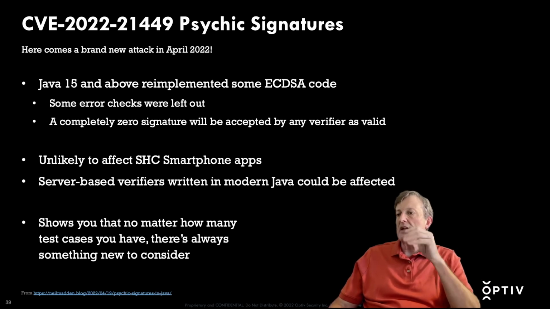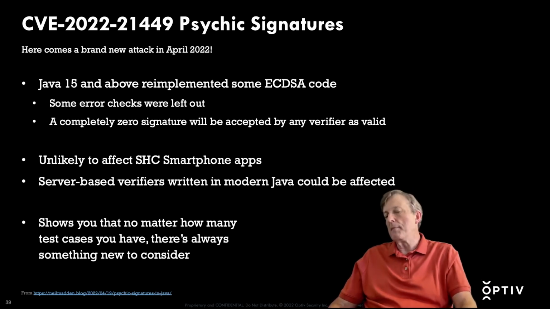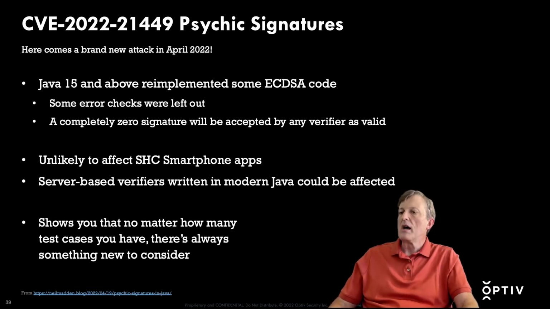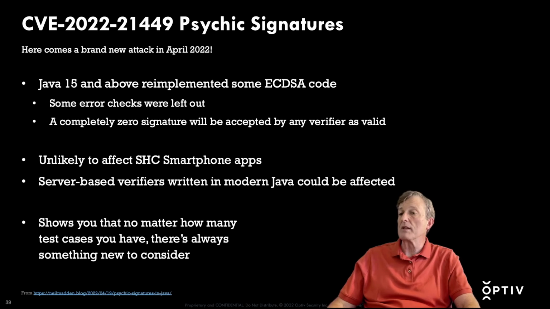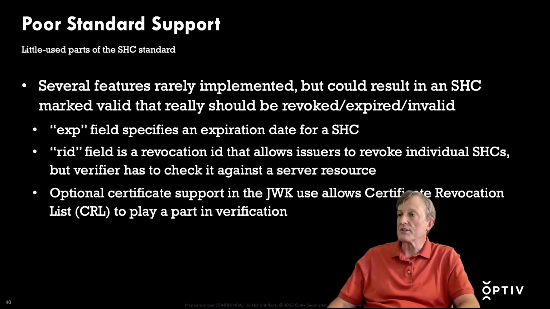But because of the way the math works, an all zero signature, if it was valid, will be accepted for anyone. It's unlikely to affect Smart Health Card smartphone apps, but a server-based app or any kind of app written in Java could potentially have this bug. So it's something that should be tested, psychic signatures.